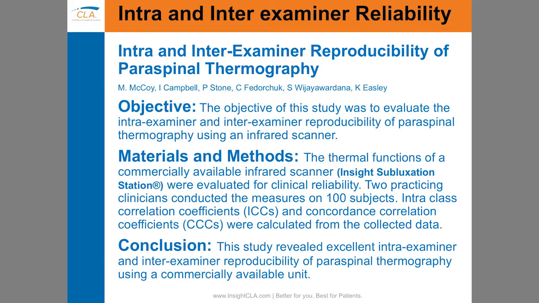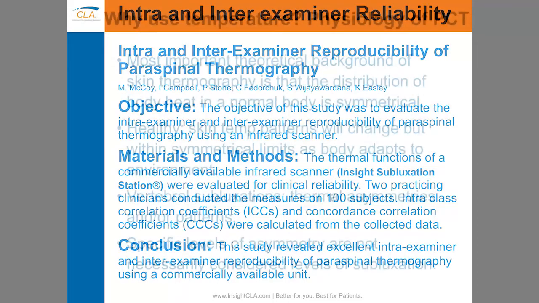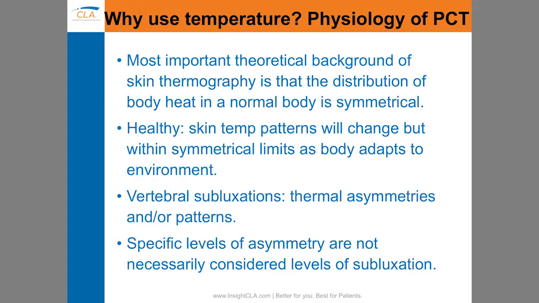So I want you to understand that this was testing that was done by chiropractors in a clinical setting. They did 100 subjects, and these are skilled examiners, and they went through the rigorous process of looking at the kappa associated with the interclass coefficients and the concordance correlation coefficients, which means that they were looking at the statistical relevance of it, and they came to the conclusion that it revealed excellent intra and inter-examination reliability. And that's a key for what we want to move forward with.